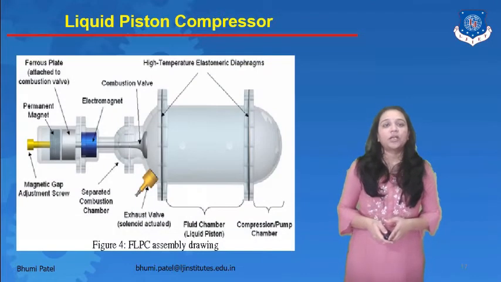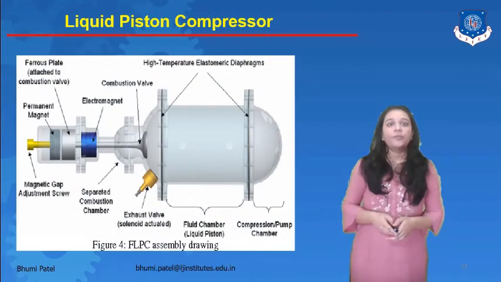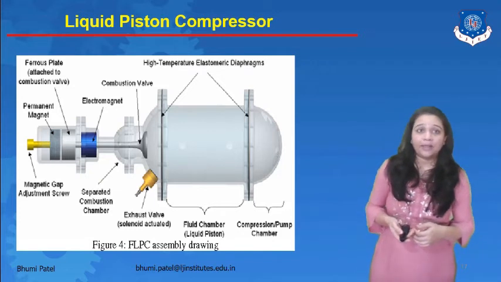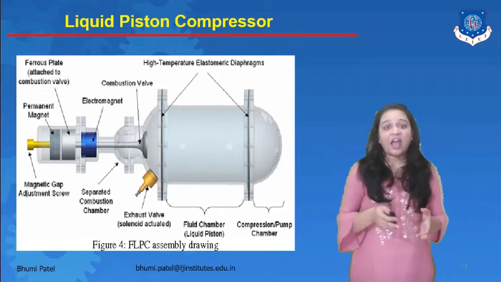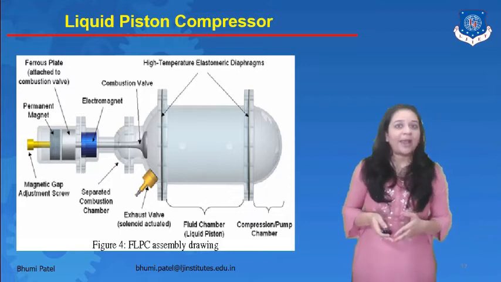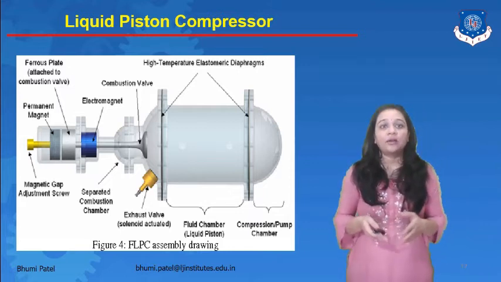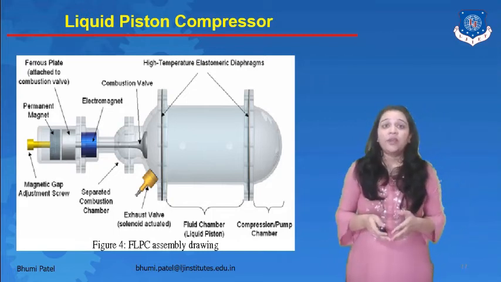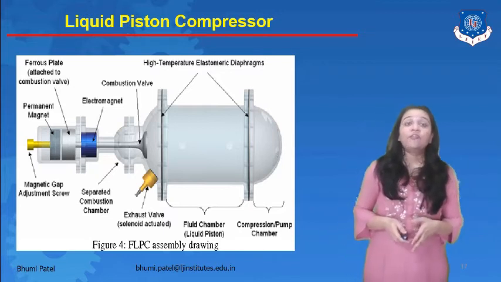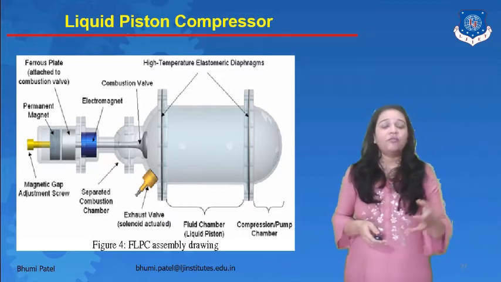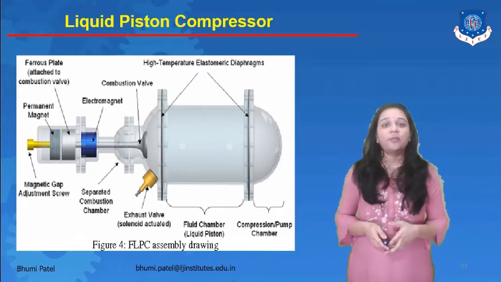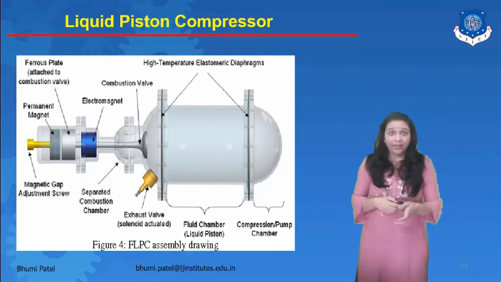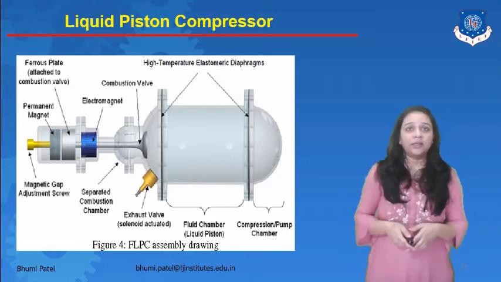This is the diagram of the liquid piston compressor. Here you can see that we connect an electromagnetic mechanism, and after the electromagnetic mechanism, we connect a high temperature electrostatic diaphragm. Between them, we connect a fluid chamber. Whenever the inflow or input is applied to the liquid piston cylinder, the diaphragm moves depending upon the pressure, and we get the outflow.